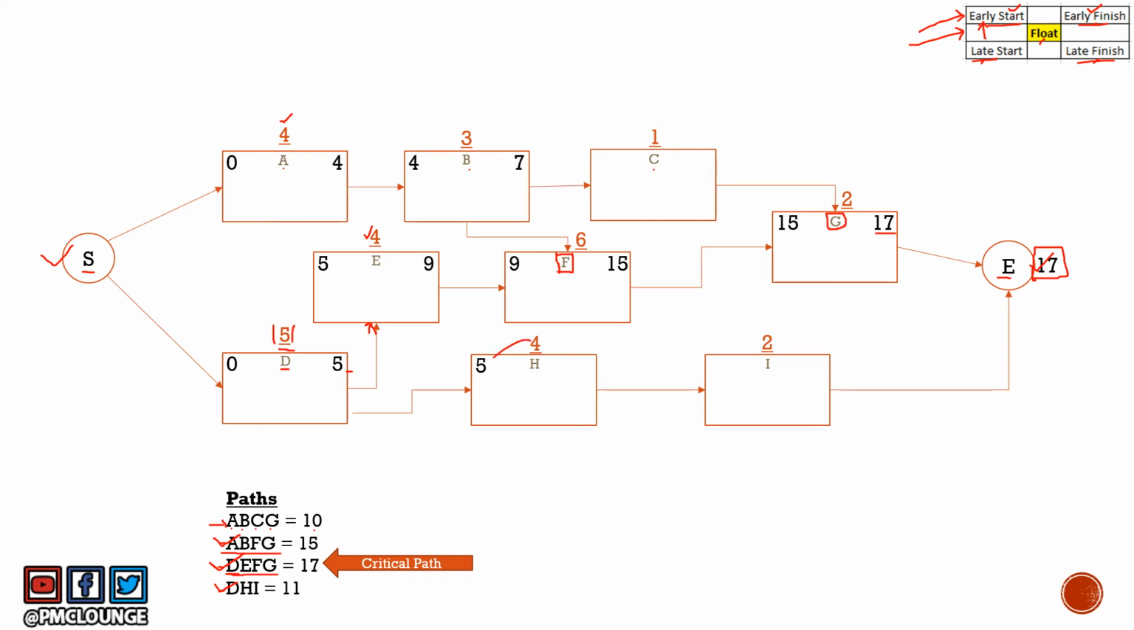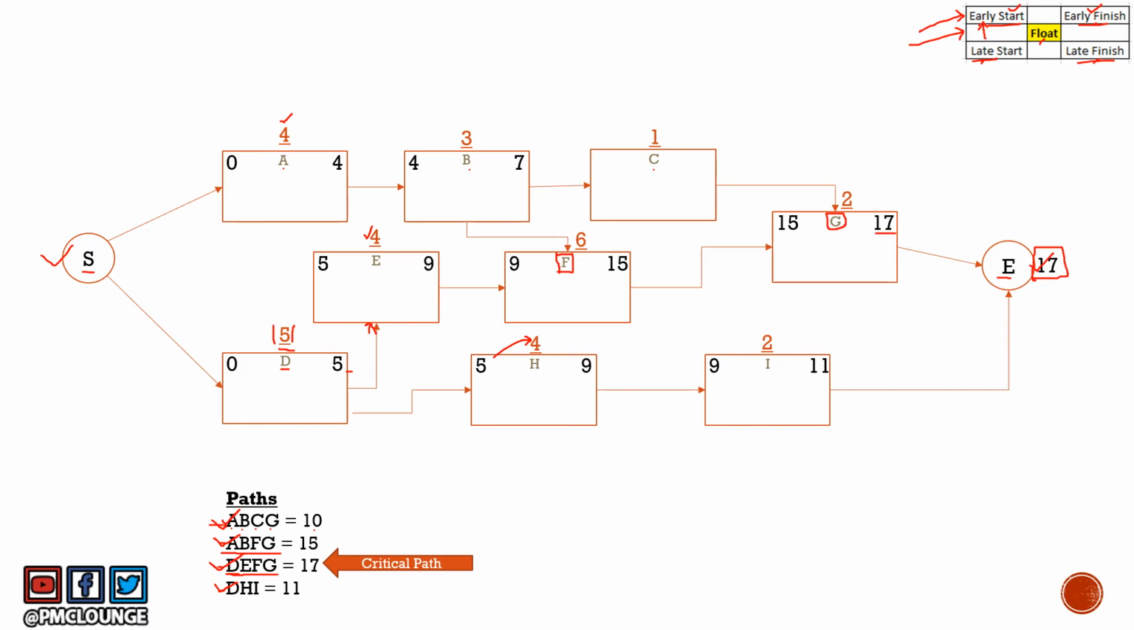It has a duration of 4. So H ends at 9. Similarly, I begins at 9 and ends at 11. Right? So we are done with DHI, and finally we have ABCG.